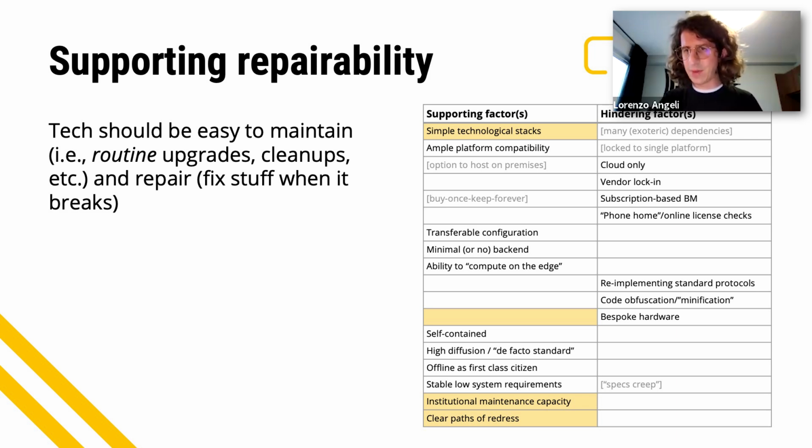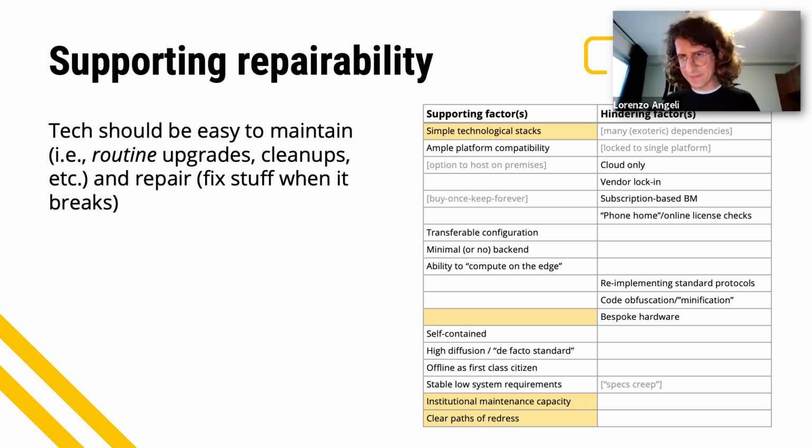This idea of modular hardware, which is the missing link here in yellow, in this blank cell, is about supporting repairability. This is another big thing which helps make digital education technologies more sustainable. Digital education technologies in general work better and are more sustainable when they're easy to maintain, which means routine upgrades, cleanups, downtime, just make things run smoothly and easier to repair.